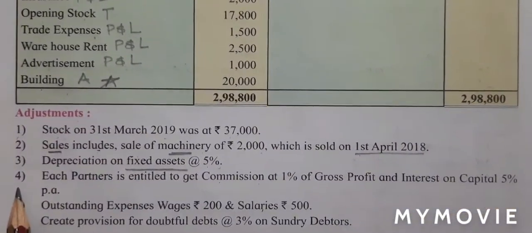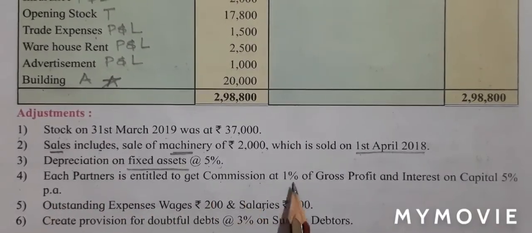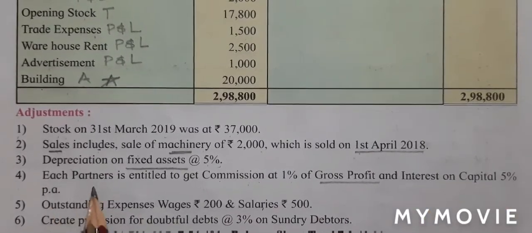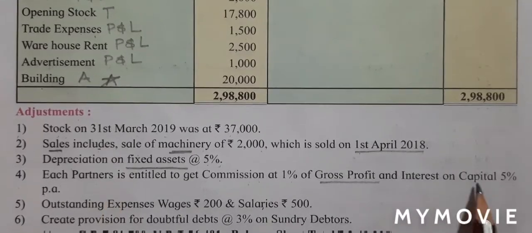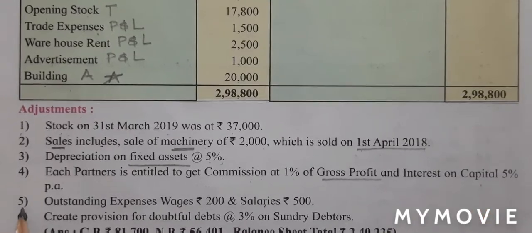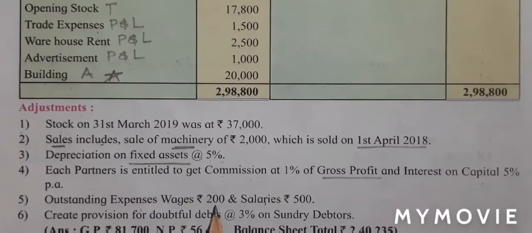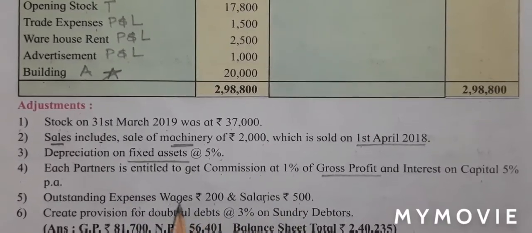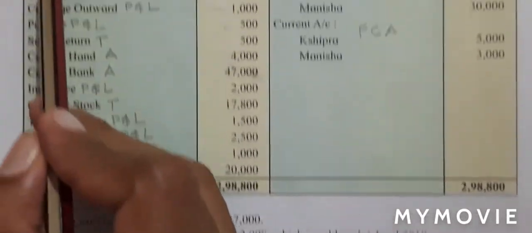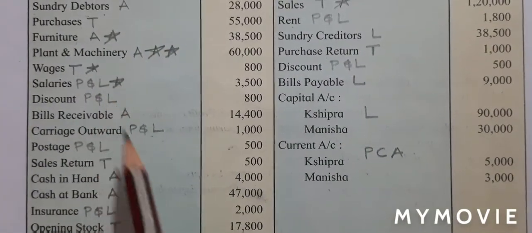We now move on to adjustment number 4. Each partner is entitled to get commission at 1% of gross profit and interest on capital 5%. It is related to partners and it is related to capital, so I do not need to mark any star. Adjustment number 5. Outstanding expenses, wages rupees 200 and salary rupees 500. So on my debit side, I have wages, I'll mark a star, and for salaries, I'll mark a star.